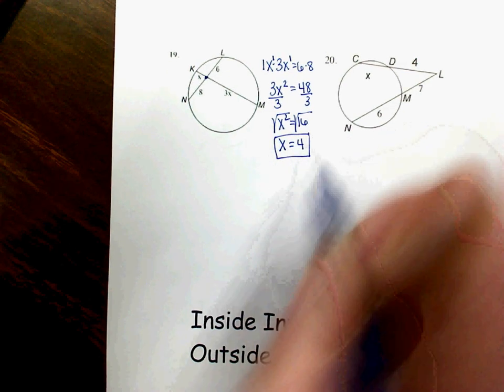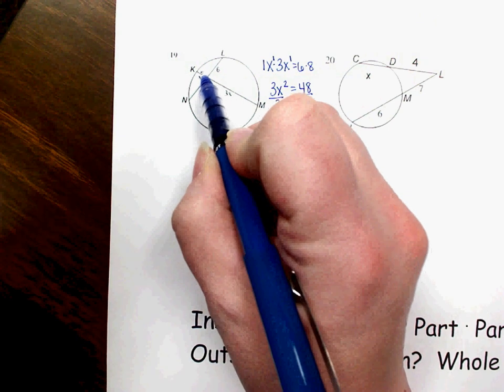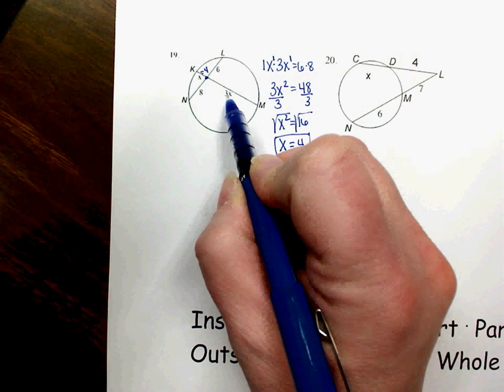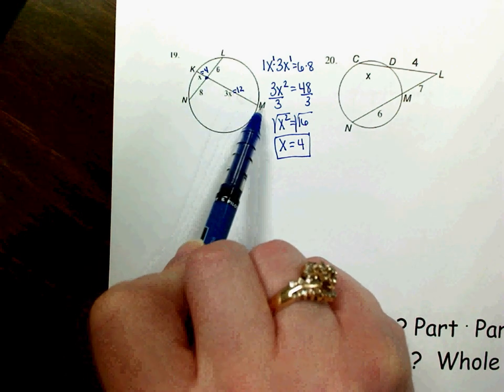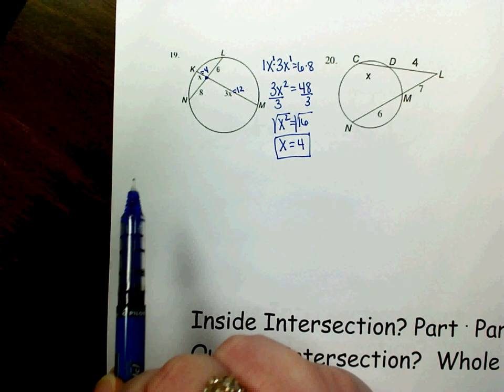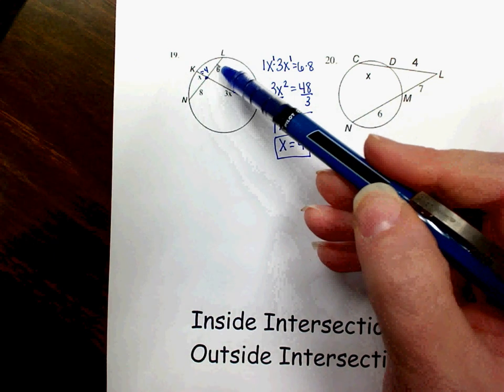Again, if you were asked for the length of the segments, this part is your x, which is 4. This part is 3 times 4, which is 12. So the length of KM would be 4 plus 12, which is 16. The length of LN would be 6 plus 8, which is 14.